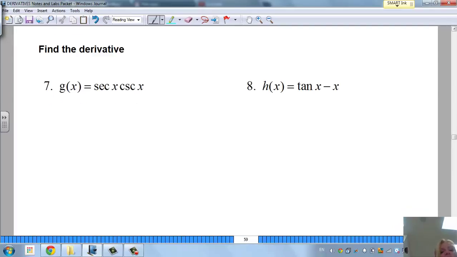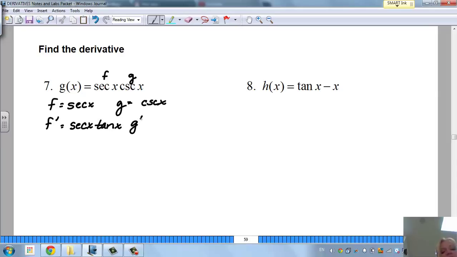And you have to recognize what you have on the outside here, and I see I have a product. So my f is going to be secant of x. My g is going to be cosecant of x. So have your derivative card out there or start memorizing. The derivative of this is going to be secant tan. G prime is going to be negative cosecant cotan. So these are both co-functions and they're negative, okay?